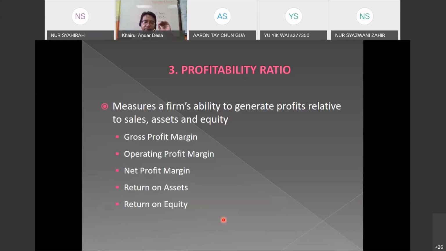You run, you calculate the ratios, and then you have the answer. Give the reason, this answer, this result is good or not good, and give your justification. And then follow with the suggestion or recommendation to that company. Setakat itu okey?